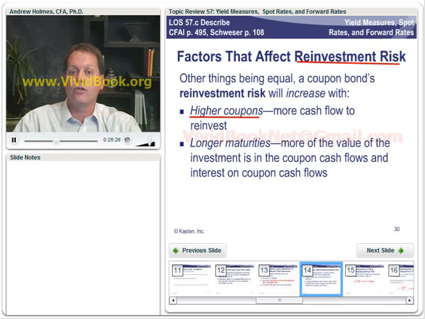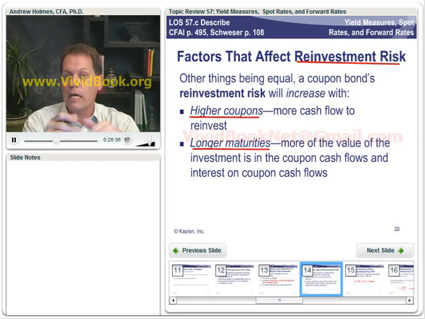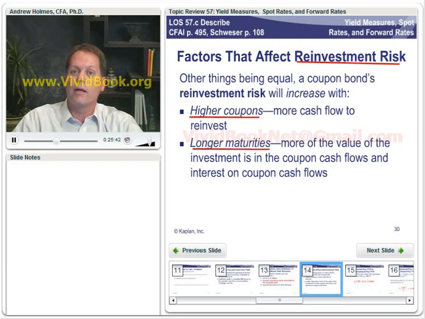So if you got a 2-year bond, even if it has high coupons, you don't make a lot of money investing coupons over 1 or 2 years. But if you have a high coupon 30-year bond, then you're going to have lots of reinvestment risk. What if you have a 0 coupon bond? Well, then you don't have any interim cash flows, so you don't have to worry about reinvestment risk with a 0 coupon bond. All right?